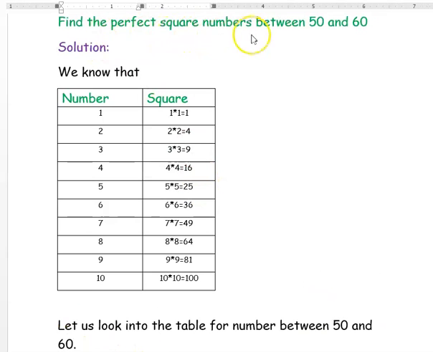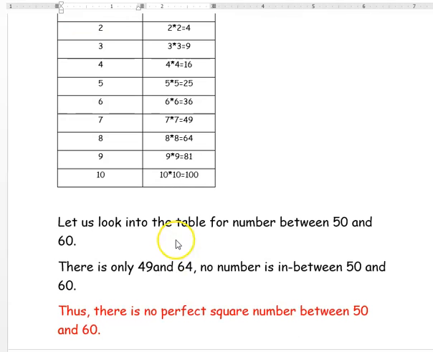Next question is find the perfect square numbers between 50 and 60. So again we are forming the table. 7 times 7 is 49, 8 times 8 is 64, 9 into 9 is 81 and 10 into 10 is 100. But we want the number between 50 and 60. If you look into this table, 49 is there, the next number is 64. That is 7 square is 49 and 8 square is 64. So 49 is below 50 and 64 is above 60. But there is no natural number in between 7 and 8. So there is no perfect square number between 50 and 60.